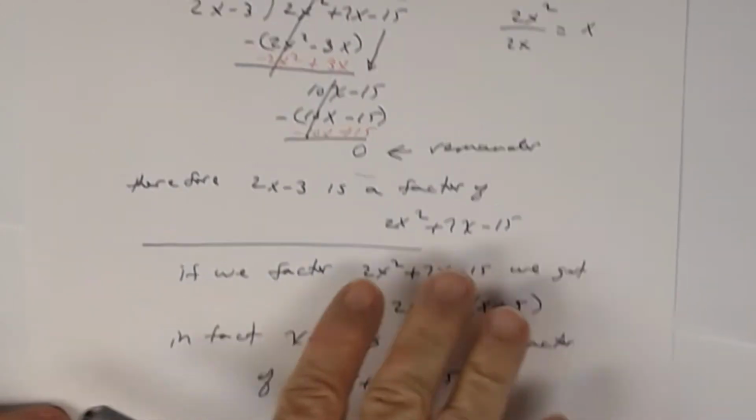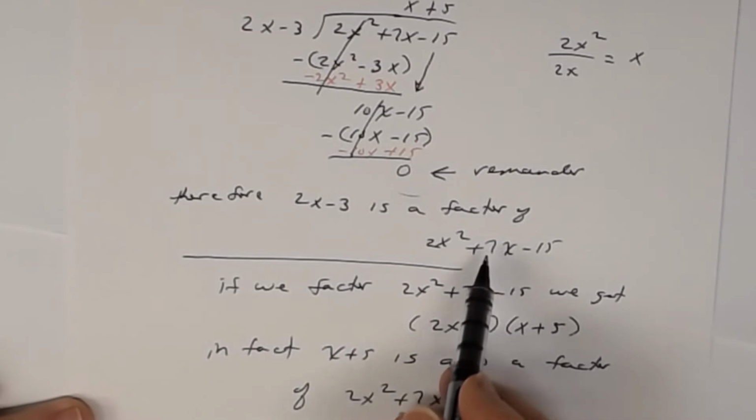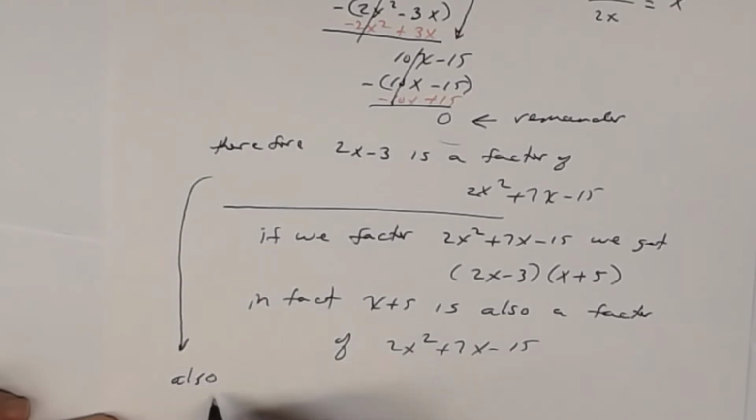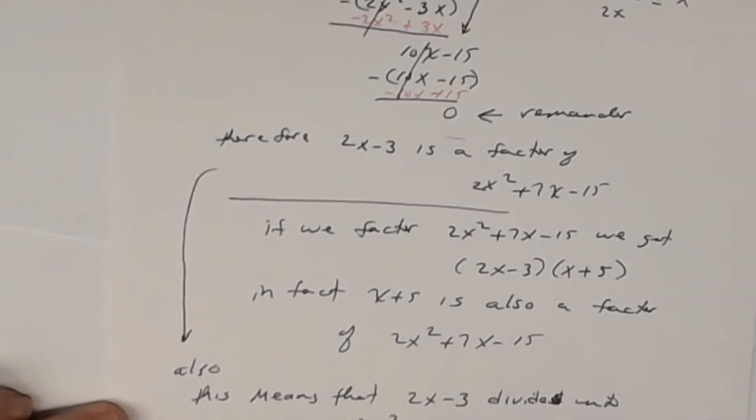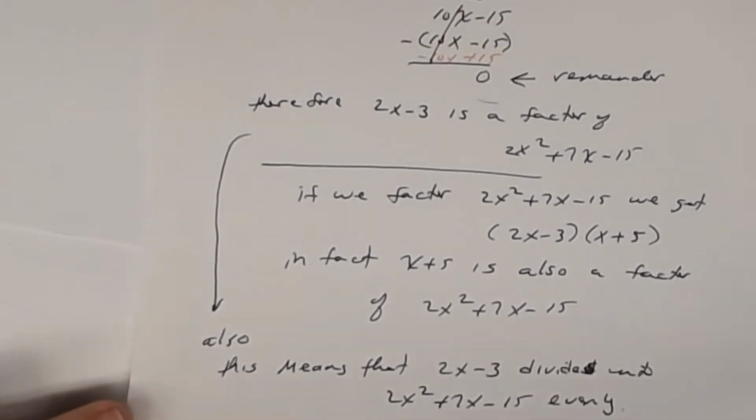The other thing I want to indicate about this, see how we said 2x minus 3 is a factor of 2x squared plus 7x minus 15? I also want you to know this. So also this means that 2x minus 3 divides into 2x squared plus 7x minus 15 evenly. Okay? All right, so let's look at number 2.